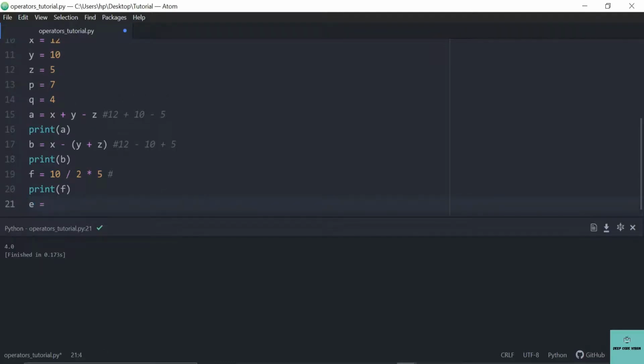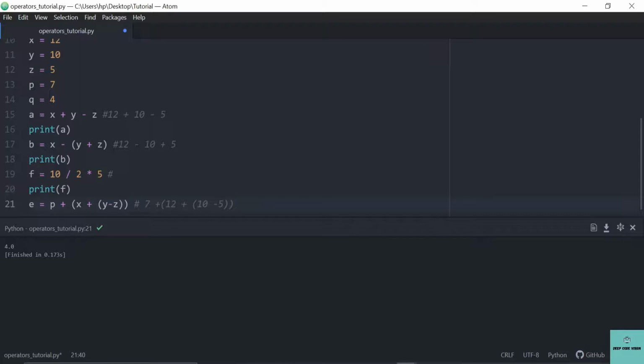Let's say I have p plus, let's say, x and y minus. That's quite interesting, right? Let's see what should happen. What should happen is 7 plus 12 plus 10 minus 5.